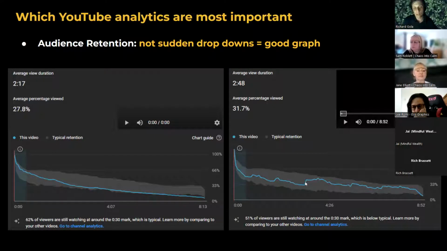But if the graph is increasing and not decreasing, it's something that is engaging for your audience. Maybe you should record another video about it, because maybe you mentioned a different topic over here. So maybe you can cover it in another video, or maybe you showed some kind of graph or infographic that was interesting for the viewer.